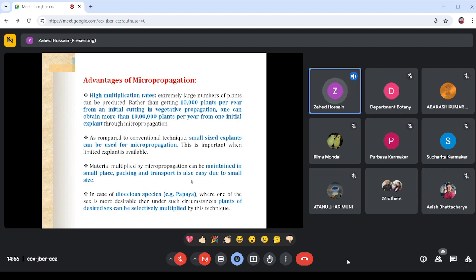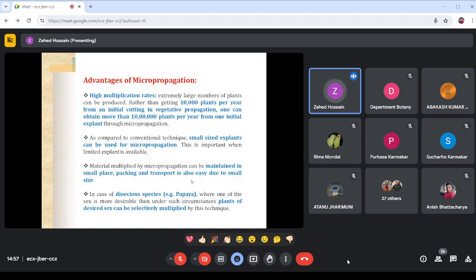And also a very small size explant is required. You can establish a culture from a very small size explant. So that is again an advantage for micropropagation. And also to maintain these micropropagated plants, maybe you can maintain them in a jam bottle, maybe in a conical flask. So it requires a very small space. And also packing and transport is easy due to their small size, because if you transport a jam bottle filled with this tissue-based plant, you can transport maybe 30 to 40 plants.